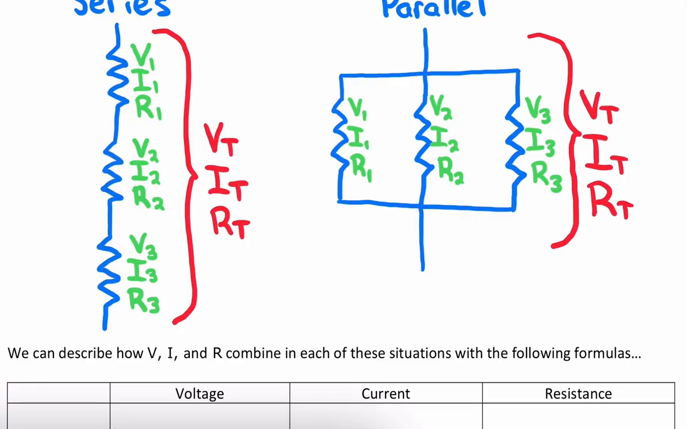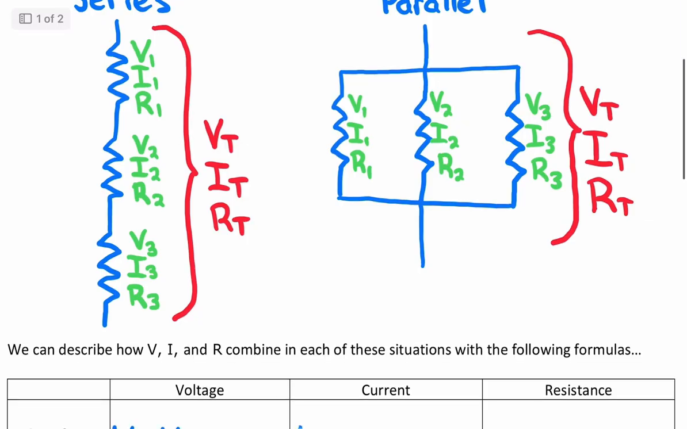So the way we say this mathematically is the total current is equal to the current in the first resistor, which is equal to the current in the second resistor, which is equal to the current in the third resistor, and so on and so forth.